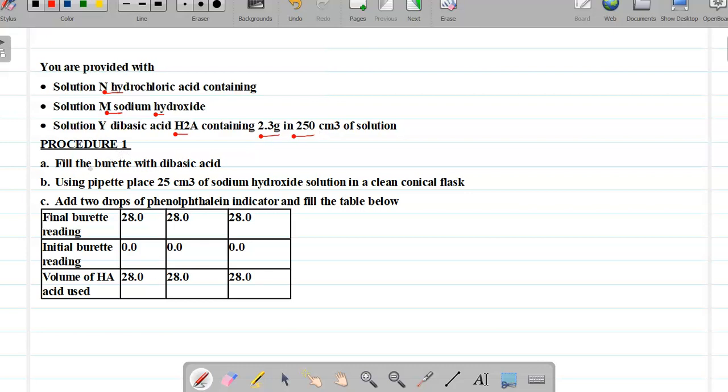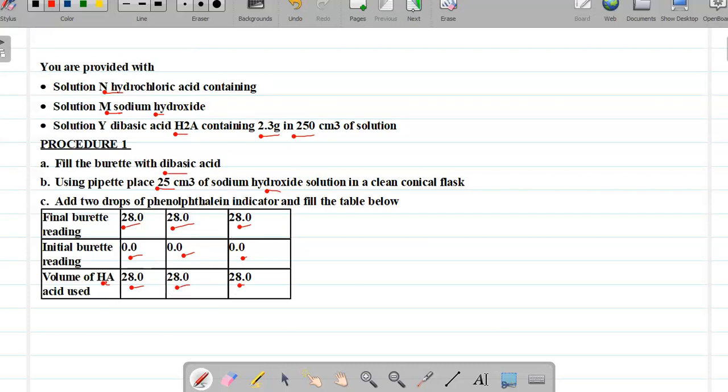Procedure 1: fill the burette with dibasic acid, then pipette 25 centimeter cubed of sodium hydroxide solution and place it in a clean conical flask. So this is the final reading: 28.0, 28.0, 28.0, initial 0.0, 0.0, 0.0. The volume of dibasic acid is 28.0, 28.0, 28.0. So let us see the questions.